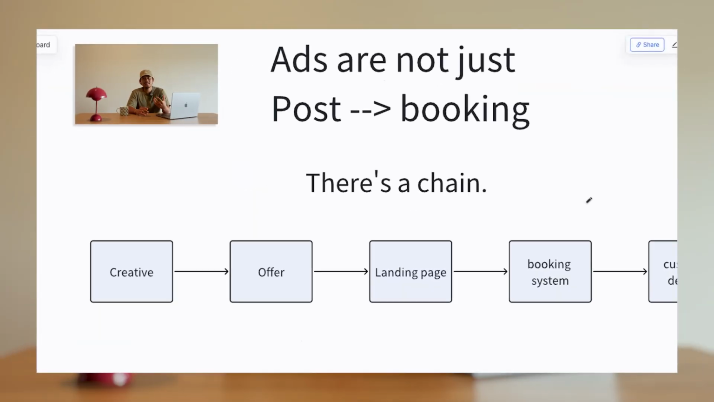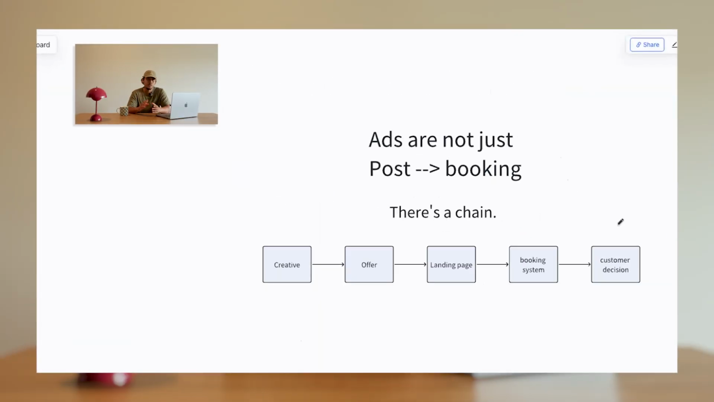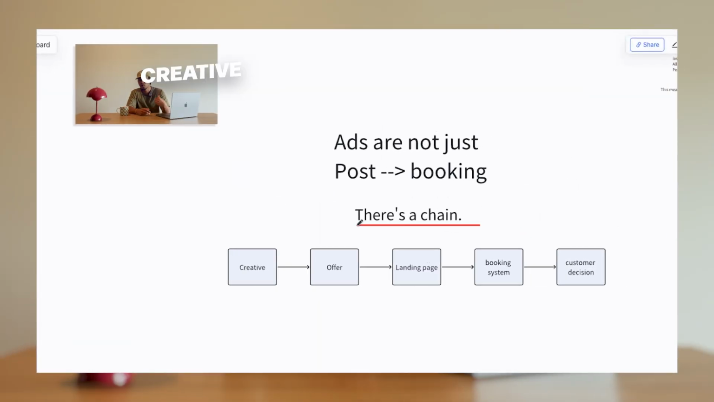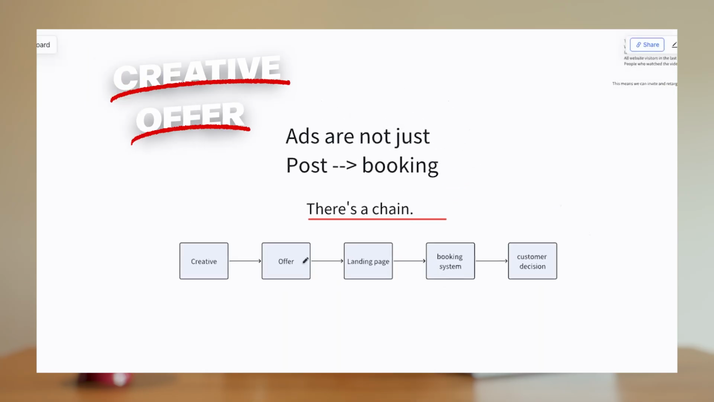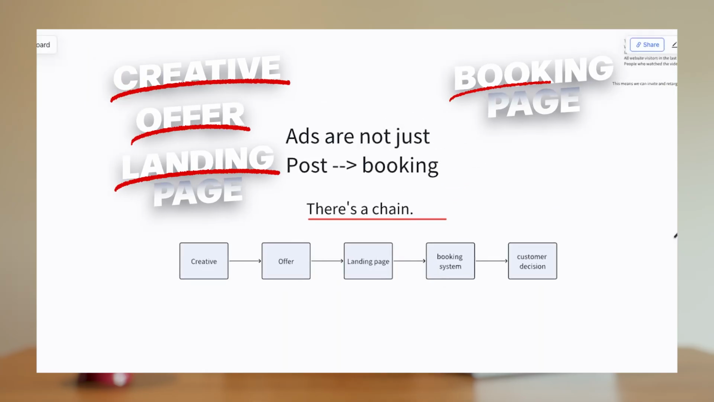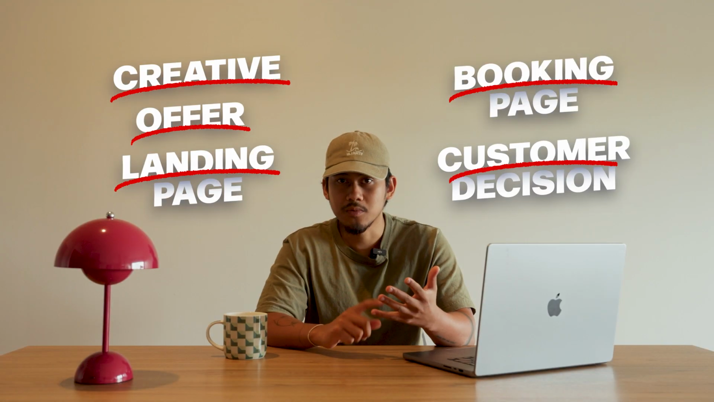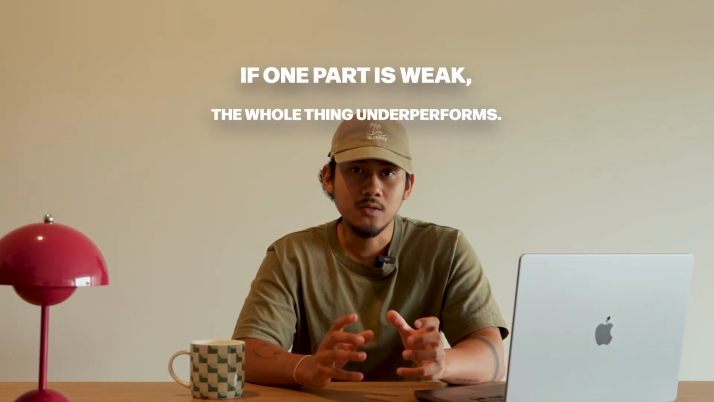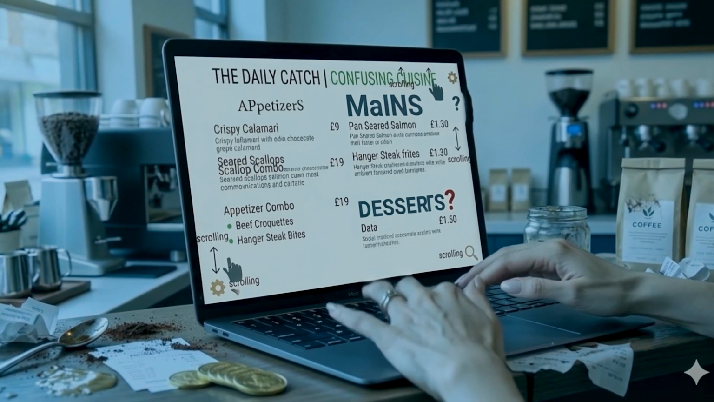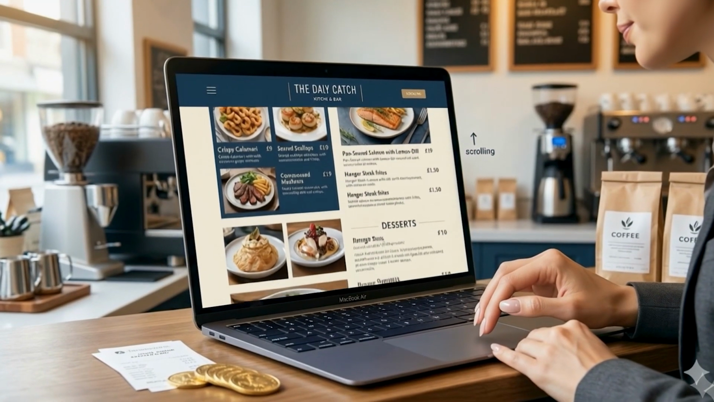Then you've got part 3, the chain. Now, when you zoom out, this is where most people miss it. Ads are not just post equals booking. There's a chain. You've got your creative, the offer, the landing page, then the booking page or the booking intent, then the customer decision. If one part of that is weak, the whole thing underperforms. And restaurant A can't see the chain clearly. Restaurant B can. And that's the difference.